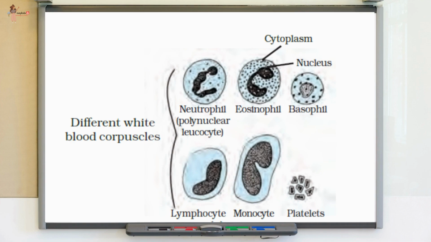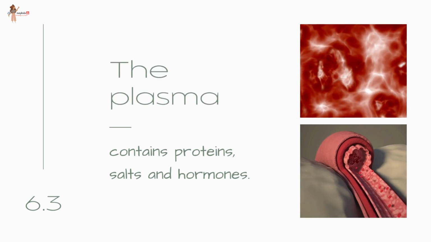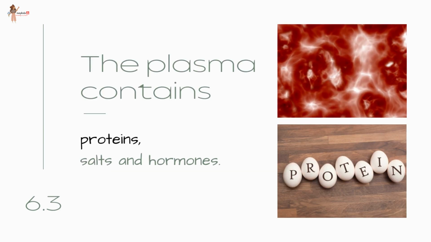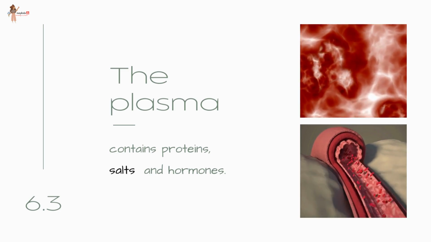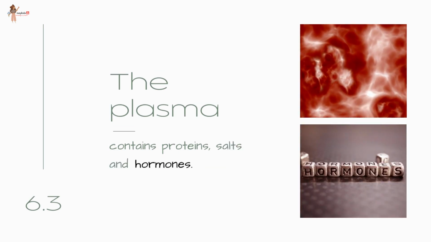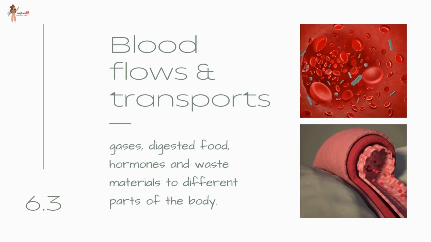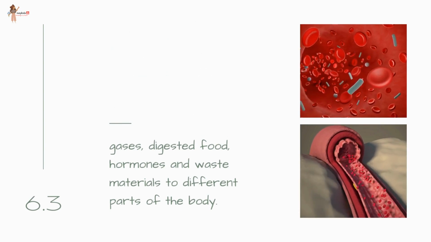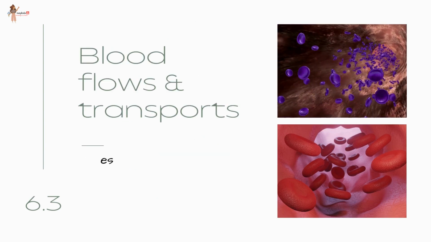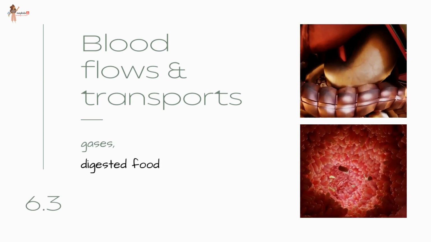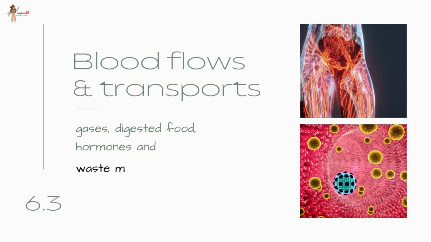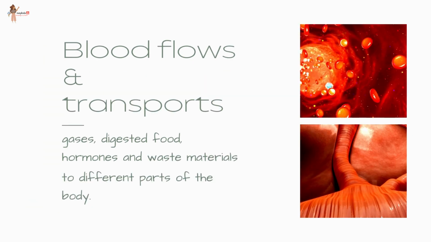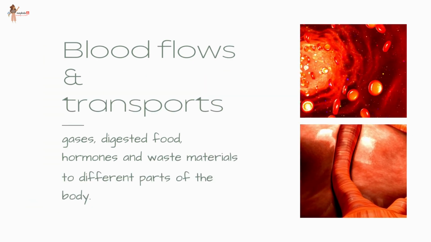This is how different types of blood cells look like. The plasma contains proteins, salts, and hormones. Blood flows and transports gases, digested food, hormones, and waste materials to different parts of the body.